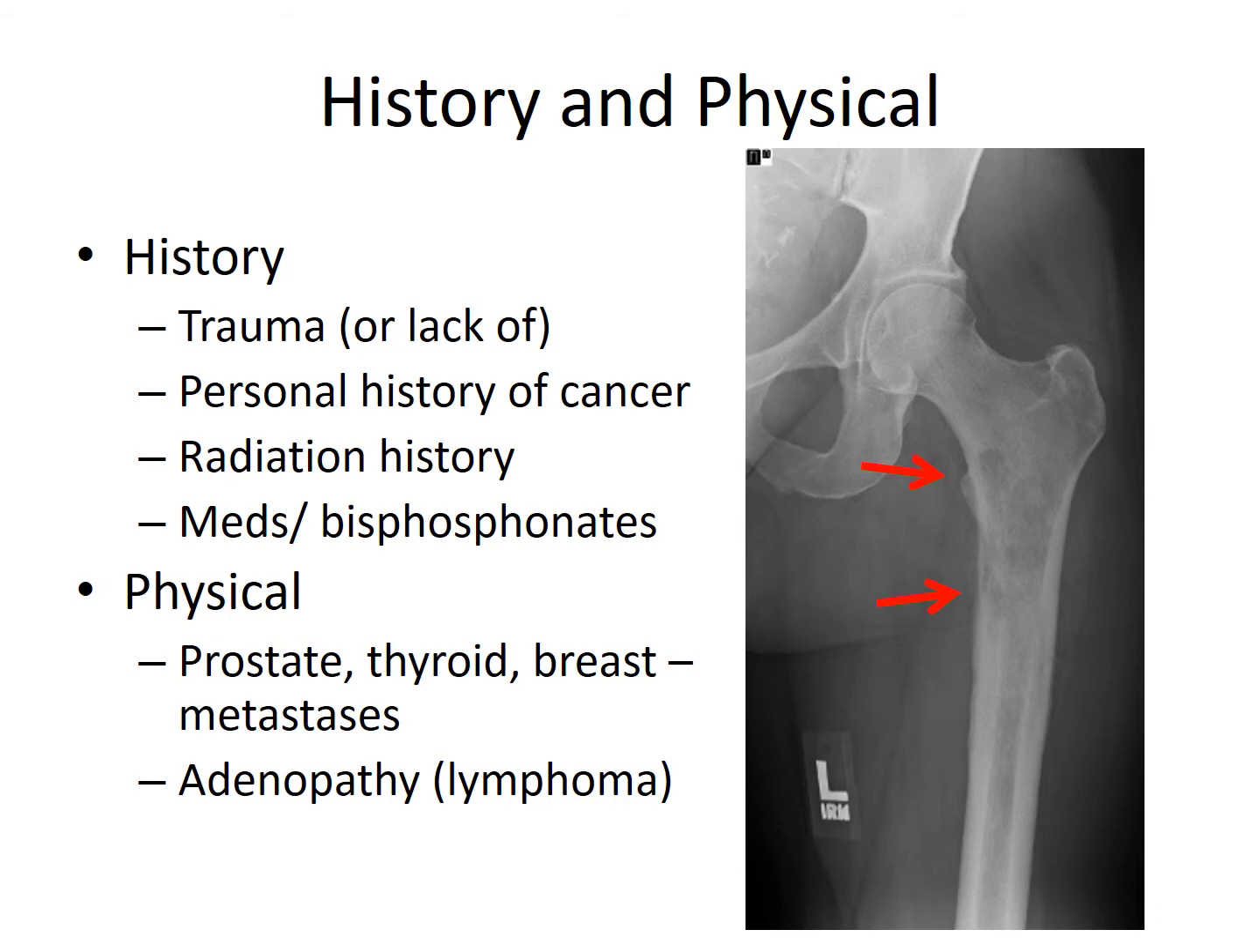And then your physical exam still remains important. The prostate, the thyroid, the breast are all places you can examine and may find a lesion. Lymphoma may have adenopathy. So taking a good history, asking questions, doing a good physical can often unveil the source of an underlying lesion.